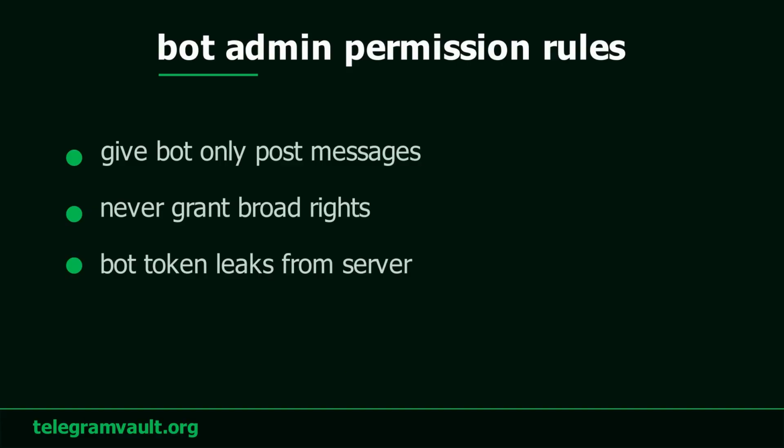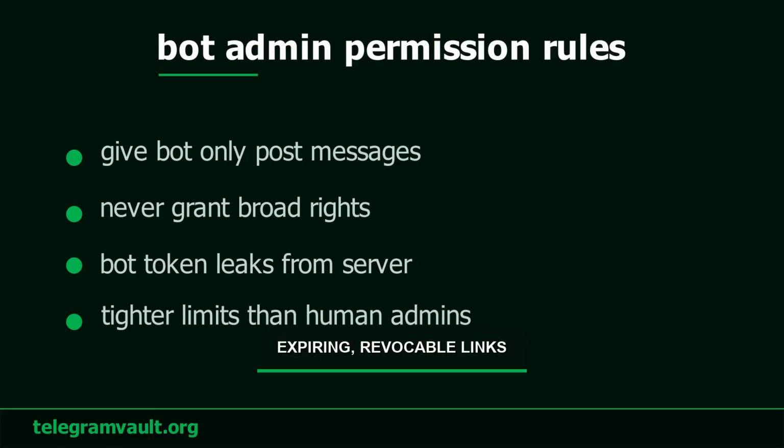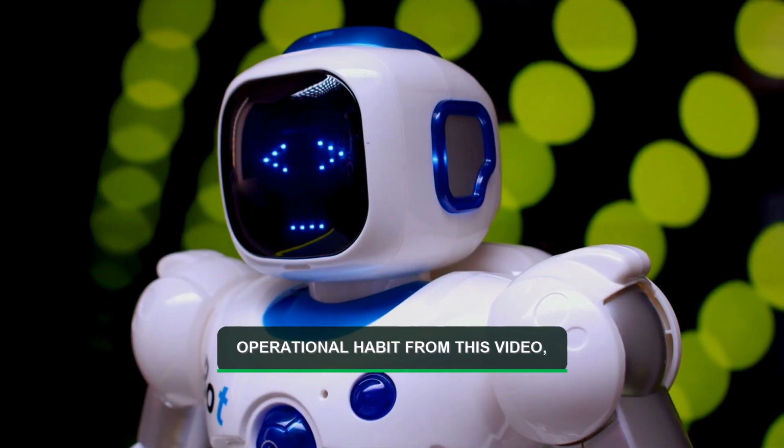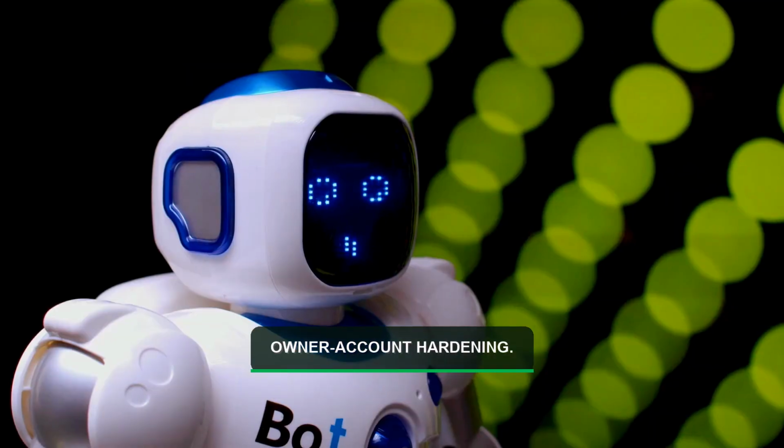Third, invite link leaks. Covered above, the fix is named, expiring, revocable links instead of one permanent one. If you only take one operational habit from this video, make it this and the owner account hardening.